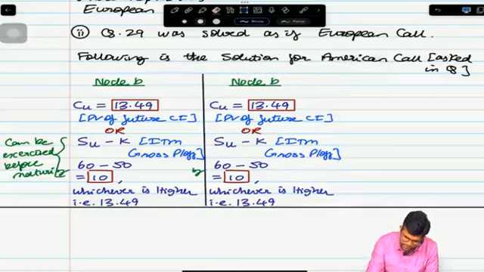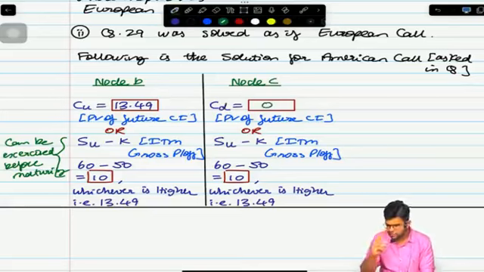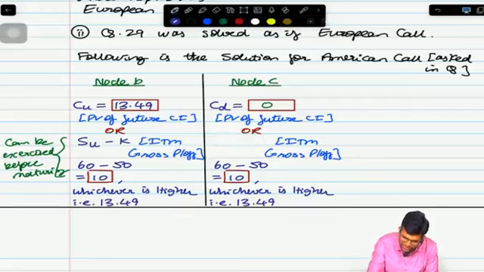Okay. Come on, node C. At node C, you have the diagram with you, no? At node C, can I say CD is 0? That is the present value of future cash flows. I hope you realize it is 0.